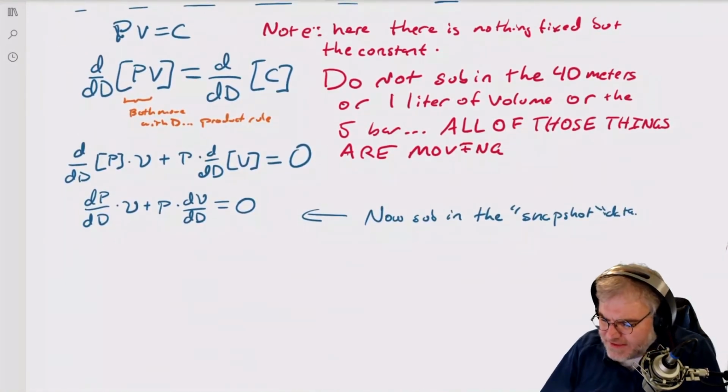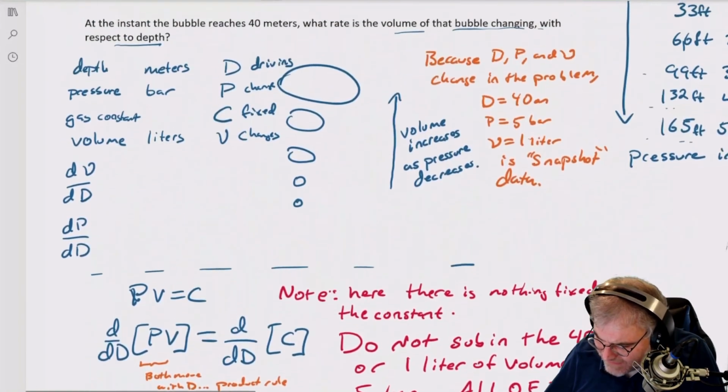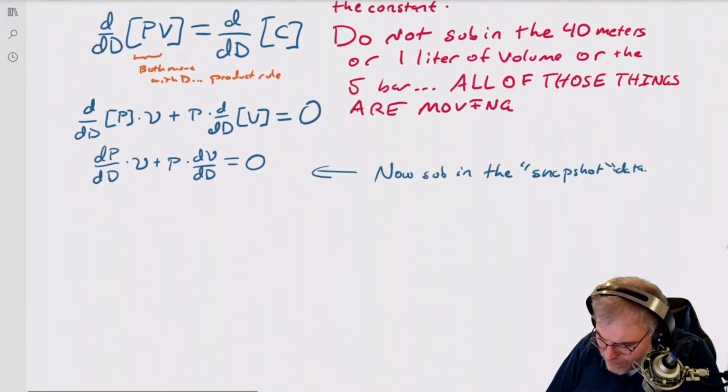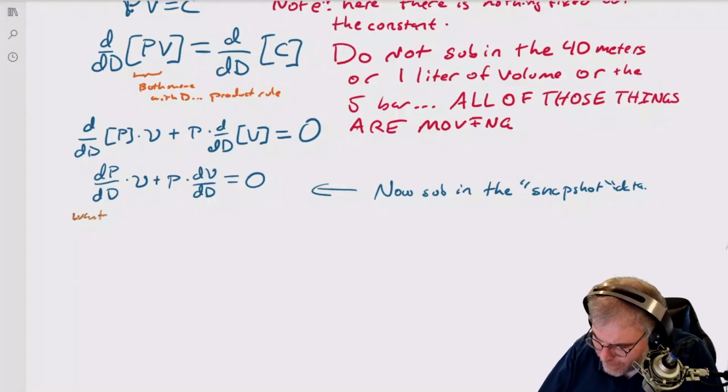So now I put in the snapshot data. I've got dV over dd. I don't know, this one's a want. This one I have: dP over dd. Now, at my snapshot, the volume was 1 liter, plus the pressure.